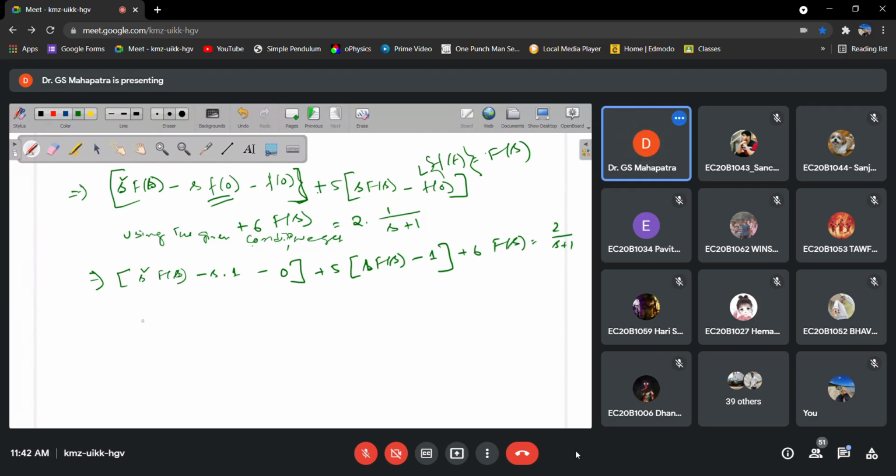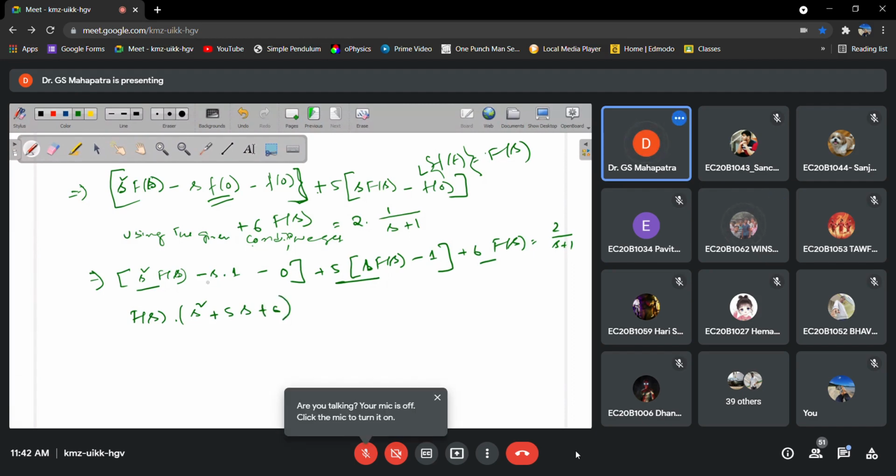Now you can check what is capital F of s. Capital F of s into, I can write s square plus 5s plus 6. So 5s plus 6. Okay, this one.